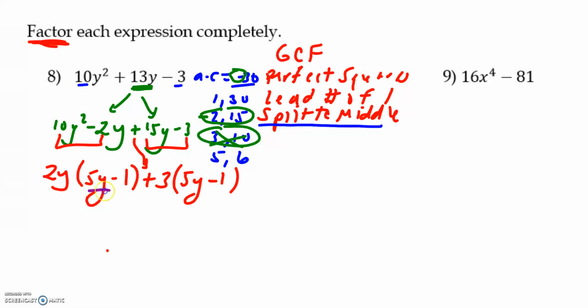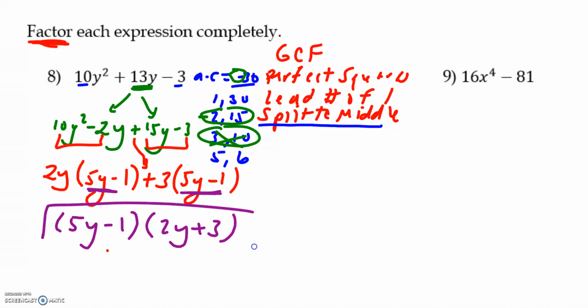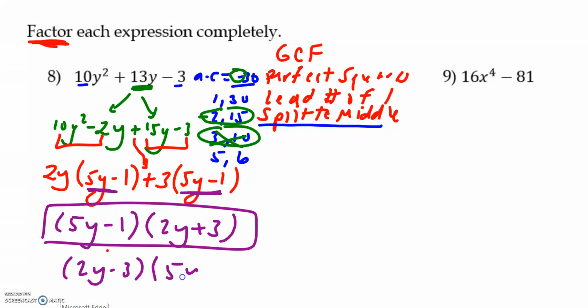So now that these two parentheses match exactly, my answer would be the following. 5y minus 1 is one factor, and the other factor would be what's remaining after I take this out, which would be 2y plus 3. This is an excellent answer, but just to remind you, it is okay to have the parentheses in the other order. This is also a correct answer.